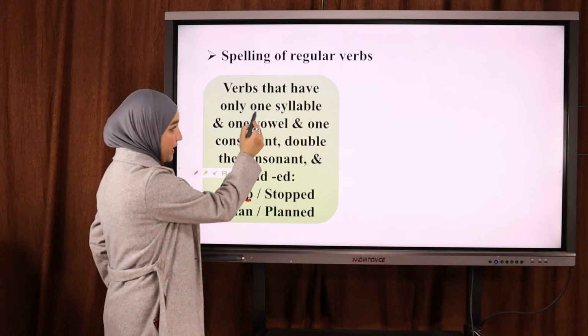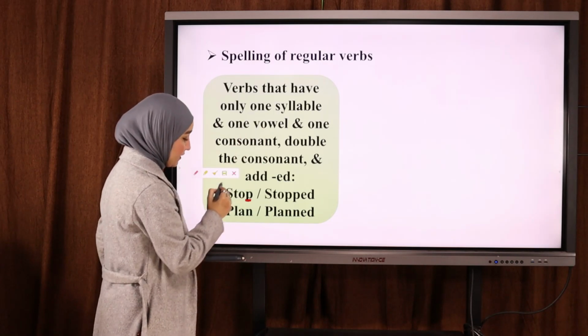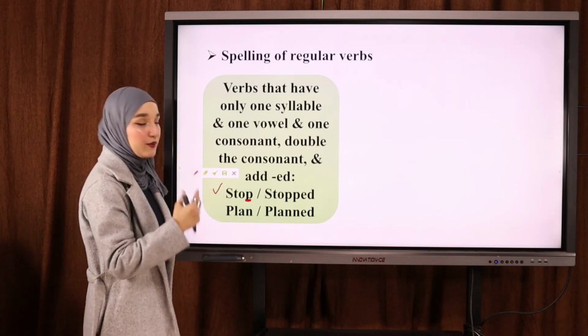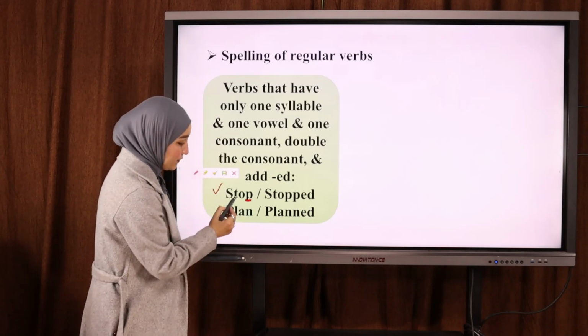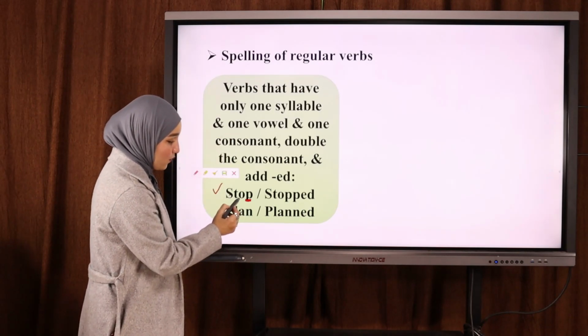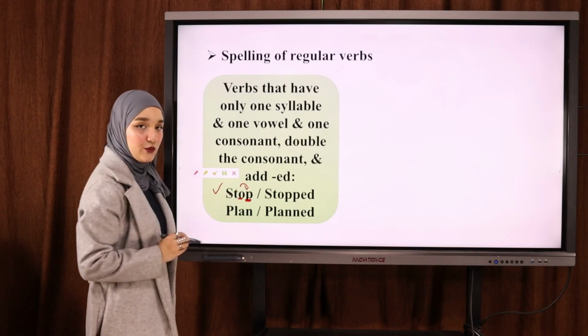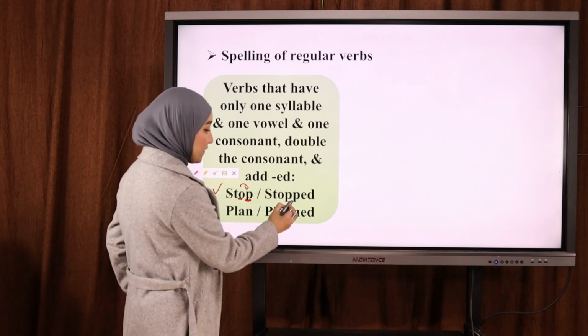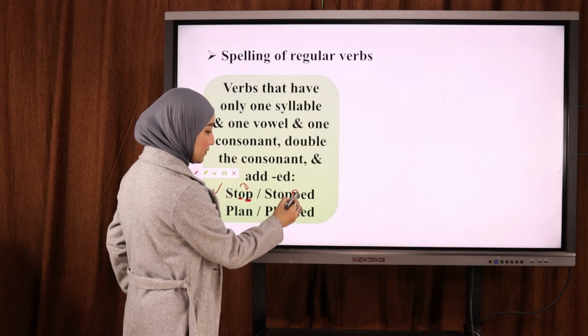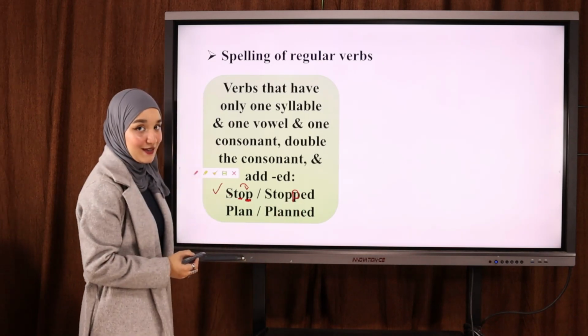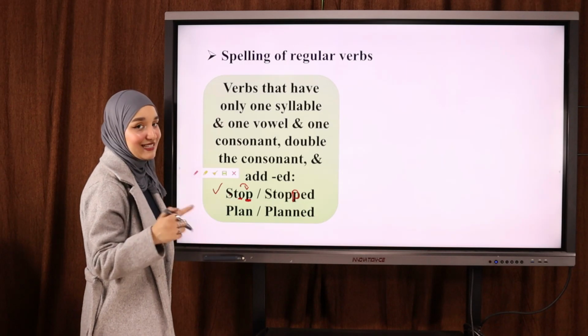So do we have one vowel? Yes, check. One syllable? Yeah, stop. How many vowels do I have? S-T-O-P. One vowel. Plus the final consonant. So what do I do? أعيد كتابة. So we double. أعيد كتابة الحرف الصامت. Double P. And then we add ed.